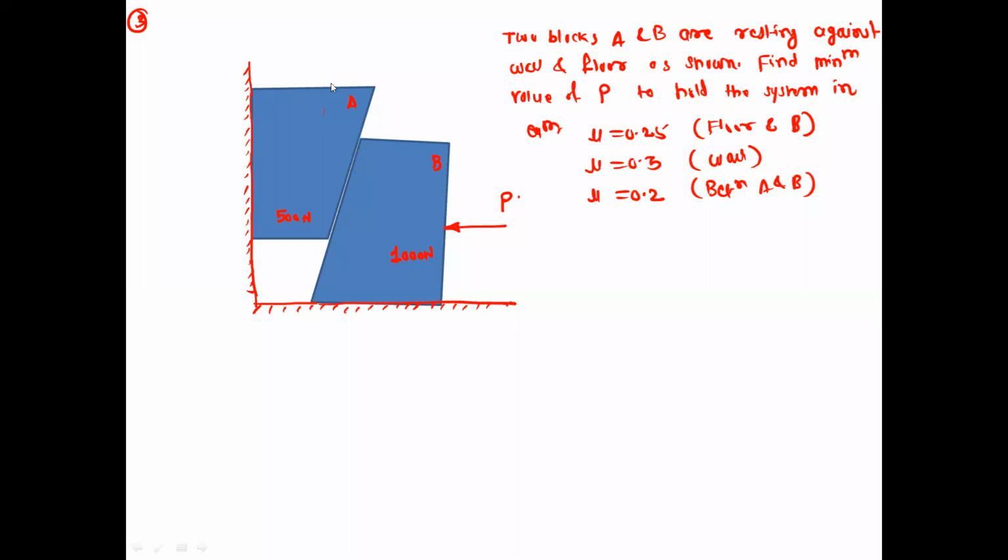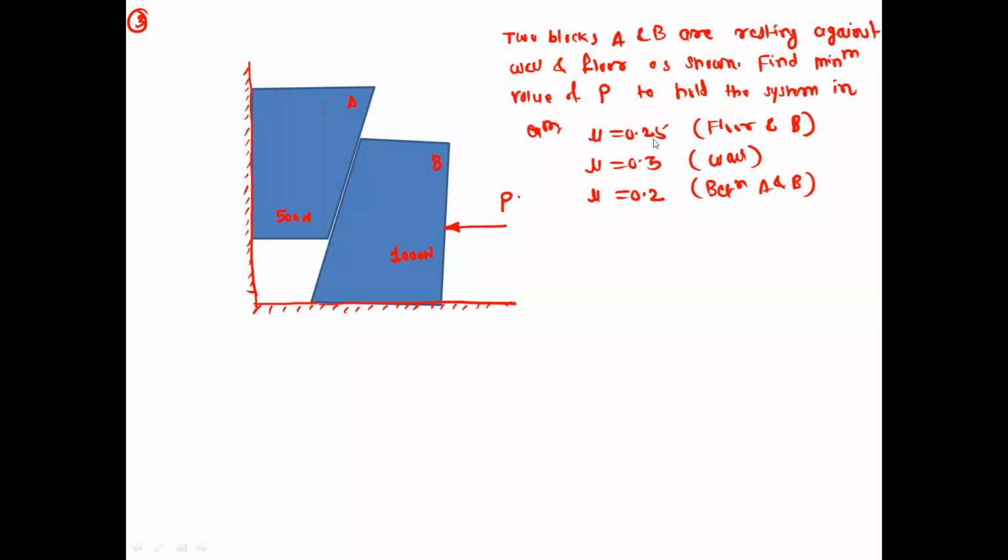So refer this problem number 3. In this problem, two blocks A and B are resting against the wall and the floor as shown. Find the minimum value of the force P to hold the system in equilibrium. And the coefficients of friction for various surfaces are given.